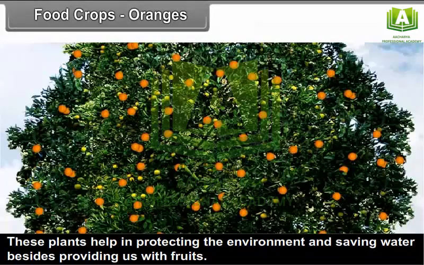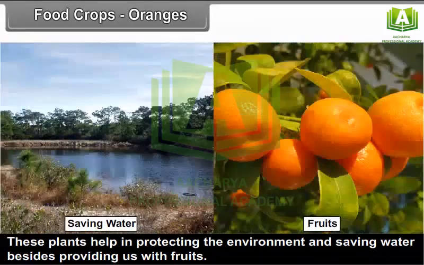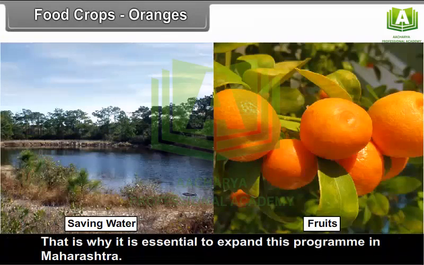These plants help in protecting the environment and saving water besides providing us with fruits. That is why it is essential to expand this program in Maharashtra.